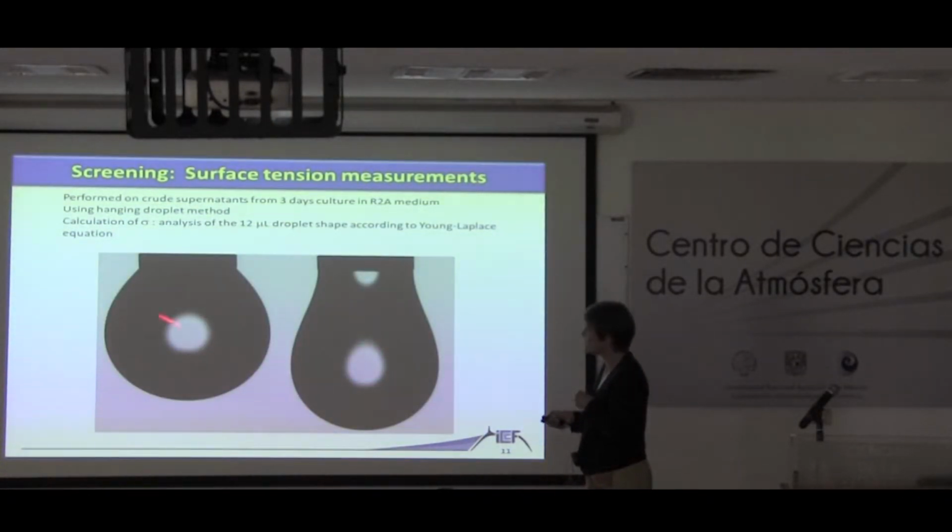And at the beginning, your droplet is spherical. And if you just have water, it will stay like that. But if you have a surface active product, like a biosurfactant, with time the droplet will change shape, and at the end, it will drop down. And if you measure the size and the shape of the droplet, then you can calculate the surface tension of your solution.